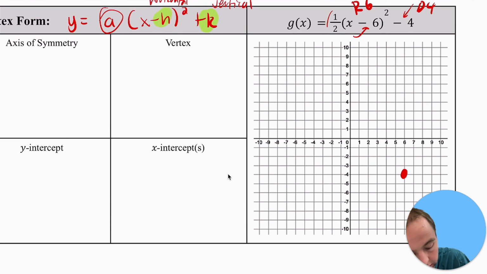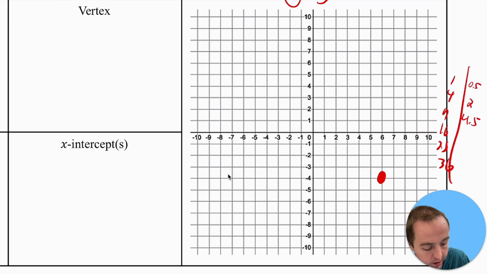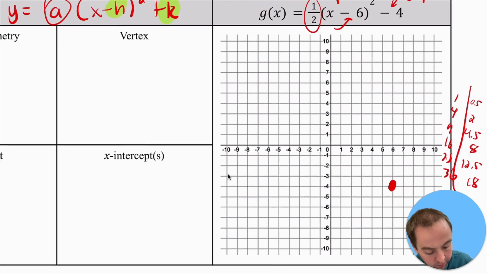And then if I just graph the parabola from here, because it's got that 1/2 that compresses the graph, rather than 1, 4, 9, 16, 25, 36, the perfect squares, it's instead going to go half of that. So it's going to go like 0.5, 2, 4.5, 8, 12.5, 18, because that's half of those numbers, right?